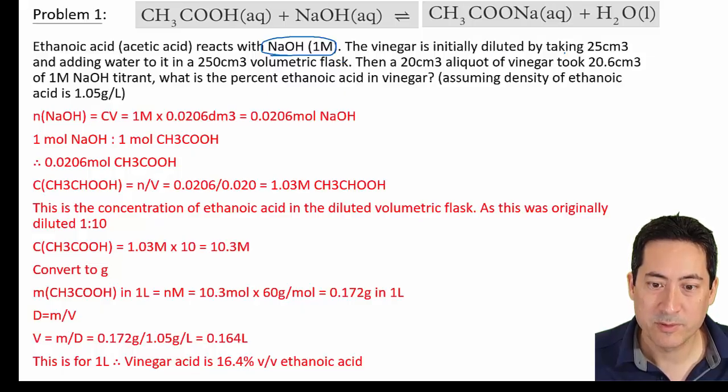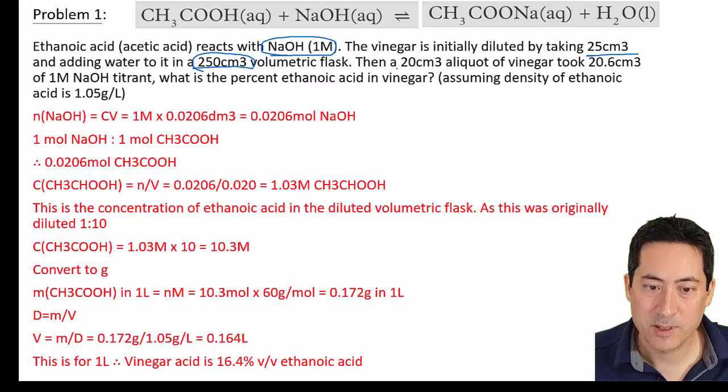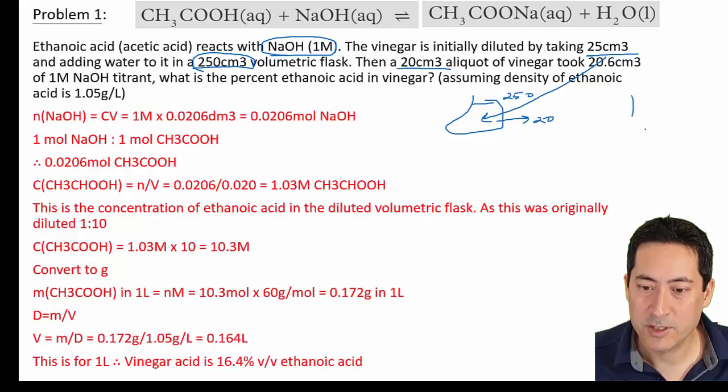And so we've grabbed some vinegar and we've diluted it 1 in 10. So we've grabbed 25 mils of it, made it up to 250 mils. Then we took 20 mils of that. So we've got 25 mils in here, made it up to 250. We then took out 20 mils, and then we did our titration. So you'll get some sort of titration curve.